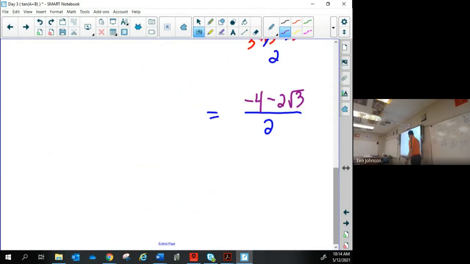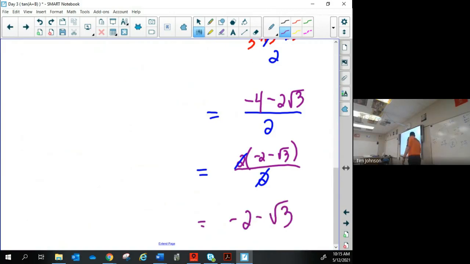Which simplifies after pulling my 2 out of this. I got negative 2 minus the square root of 3 all over that 2 that's in the bottom, and those cancel. And my final answer is going to be negative 2 minus the square root of 3.